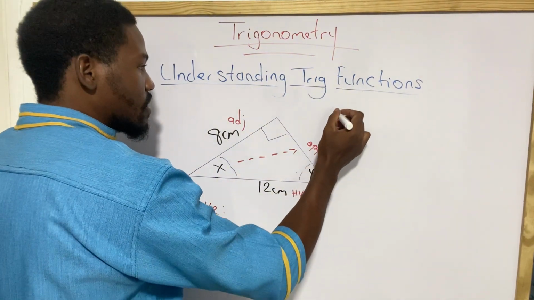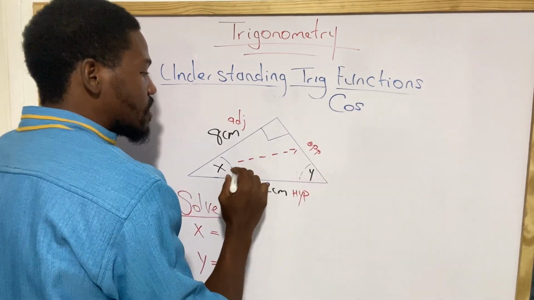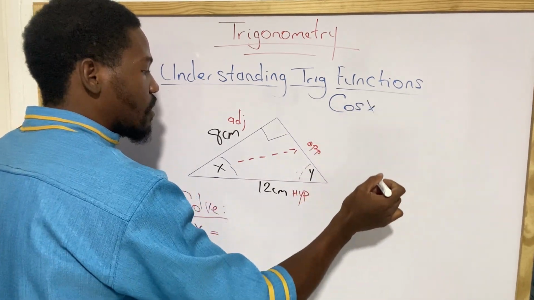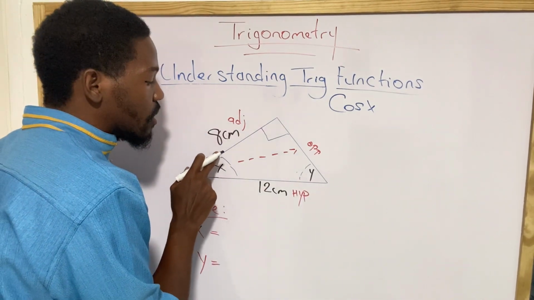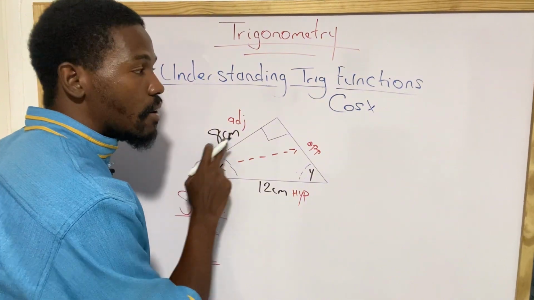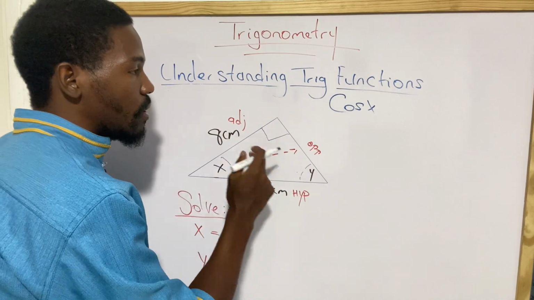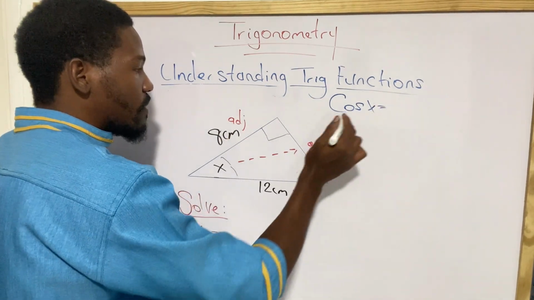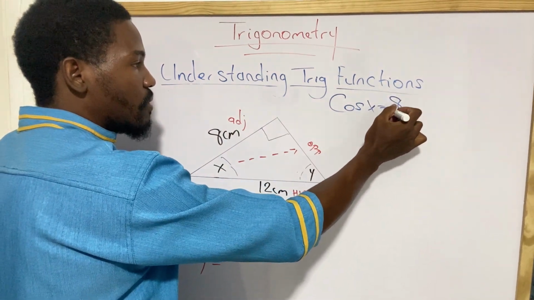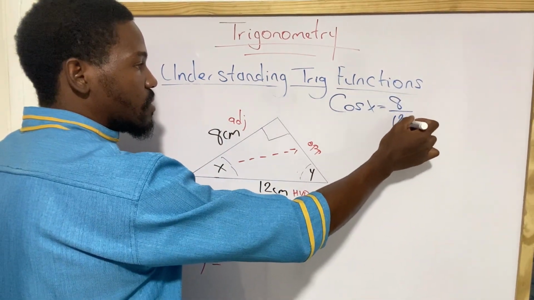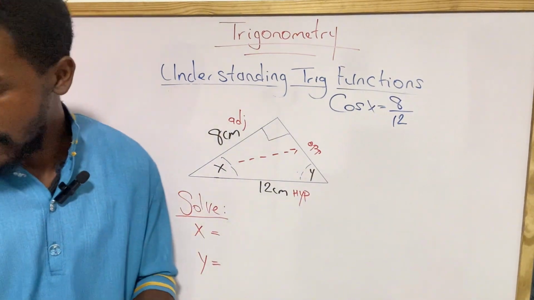So let's just write that now. We have cos theta. So theta in this case would be X, right? Because here the 8 centimeters is the adjacent of theta being X, but at the same time it's the opposite of theta being Y. So since here is the adjacent of X, we put the adjacent, which is A over H, and H as we know is 12, right? So we're going to divide that in our calculators.